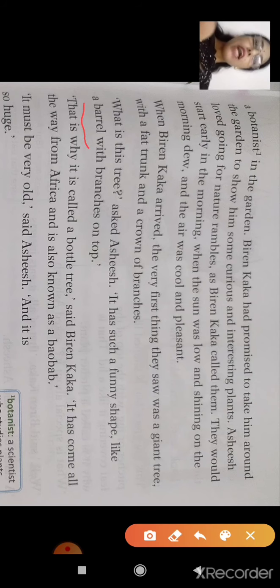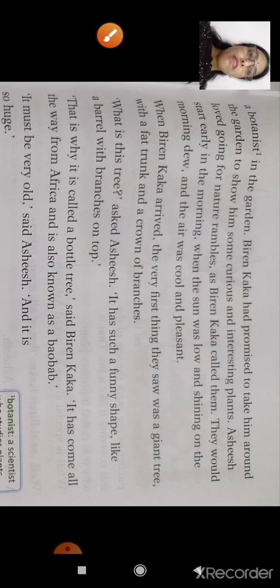Now, what is this word barrel? Barrel is actually a container which is a little bulging, a little thick or fat in the middle, and narrow at the end. What is the meaning of barrel? A container in which we can fill liquid, which is a little bulging in the middle and narrow at the end. So, what did Ashish say? Look, it's such a funny shape this tree has. It's looking as though it's a barrel and the branches are there on top of the barrel.